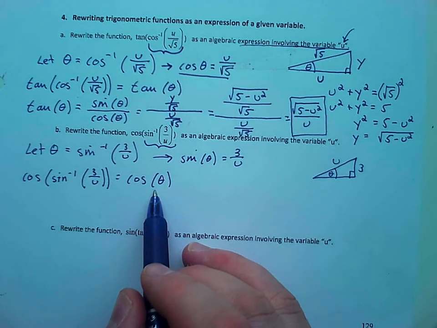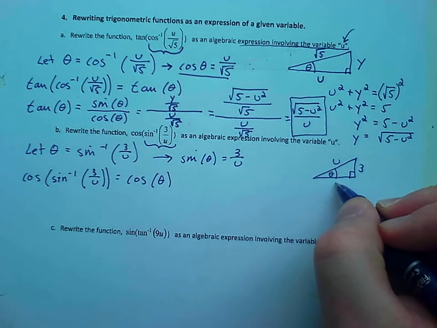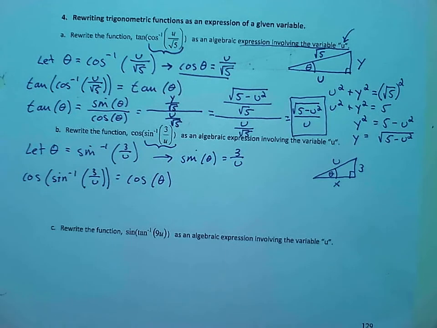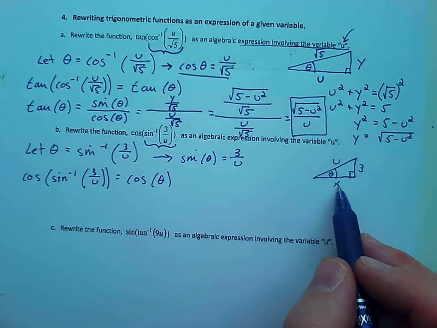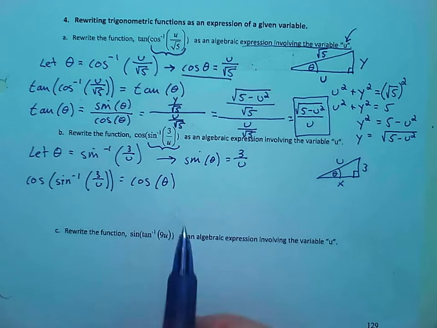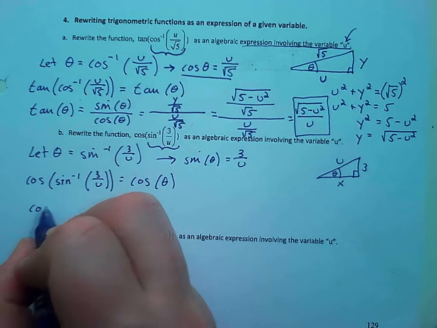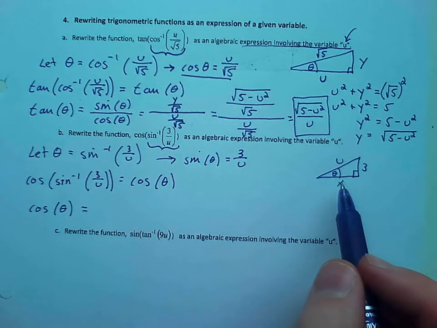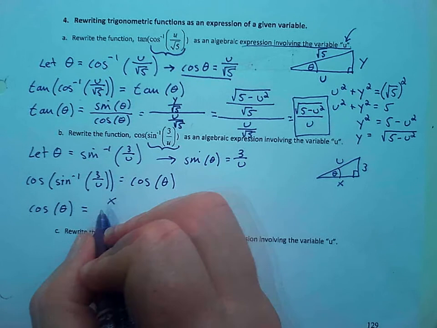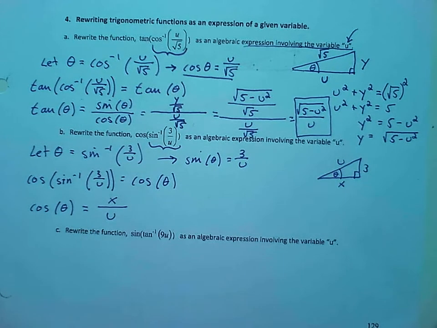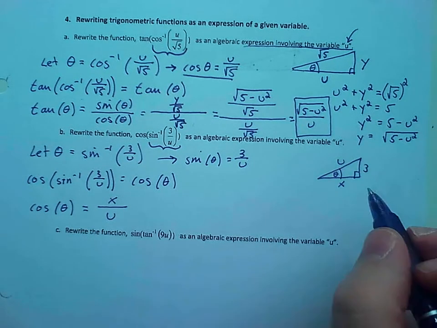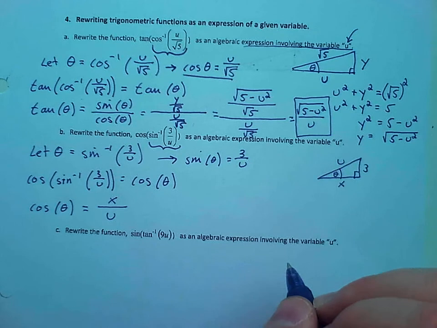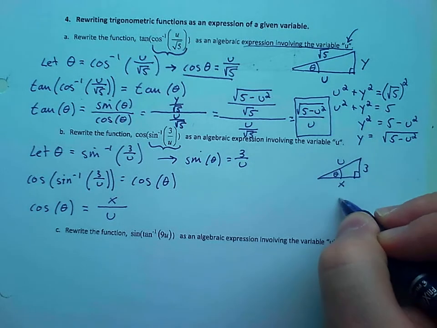Here we're trying to figure out the cosine of theta. So therefore, if we can figure out what this x side is right here, then we can also figure out what cosine of theta is, right? So the cosine of theta so far is going to be, right, cosine is adjacent over hypotenuse. So we're going to have x divided by u. We just need to figure out what x is equal to.